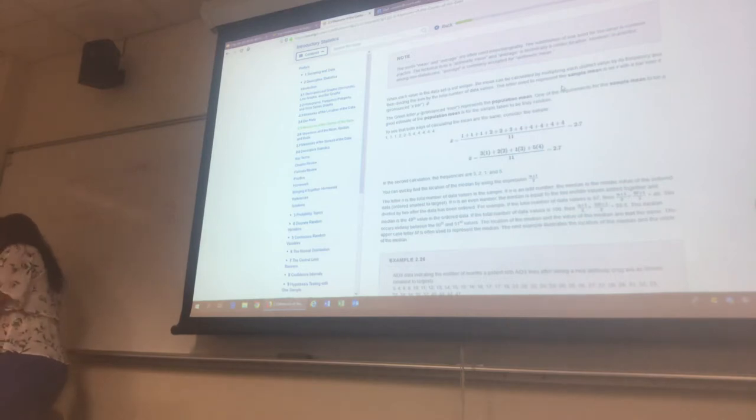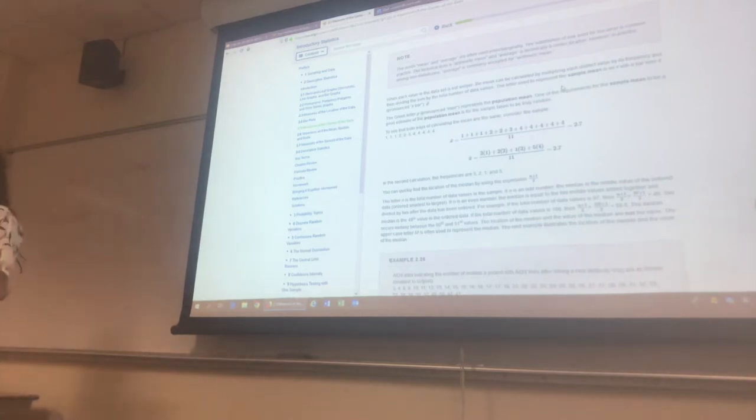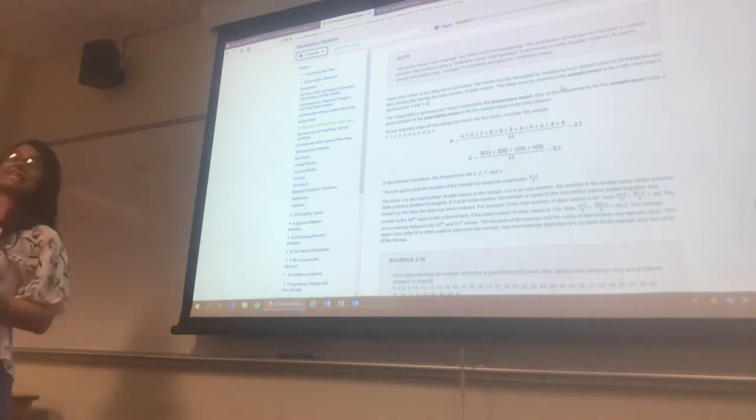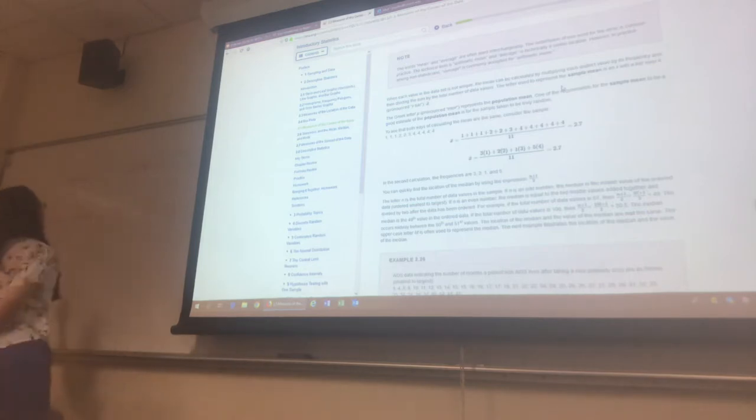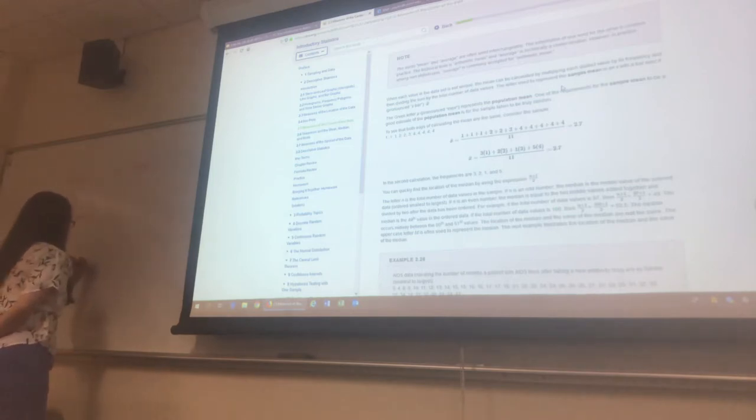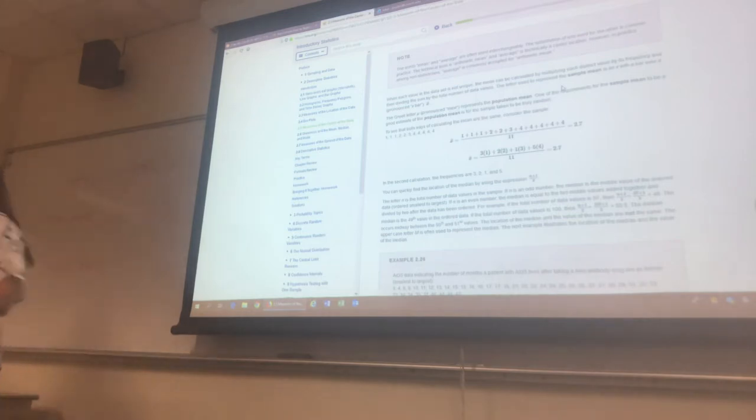And does anyone know what the third measure of central tendency is called? So we've talked about the mean and we've talked about the median. There's one more, it also begins with an M. The mode, beautiful. What's a mode? Most. What number occurred most?